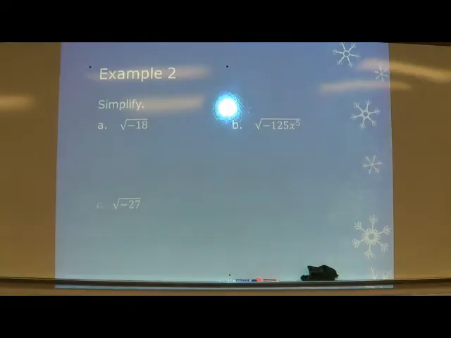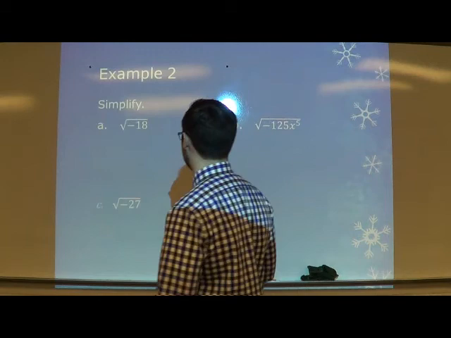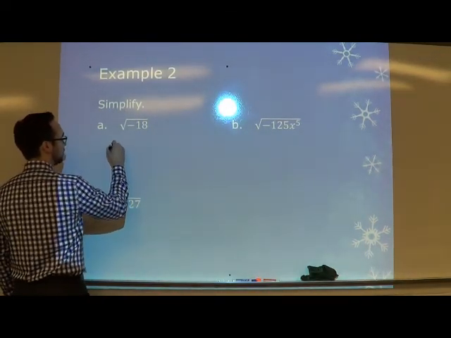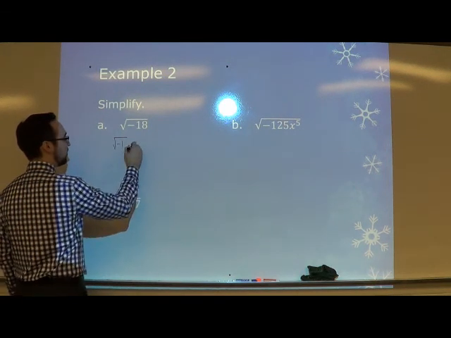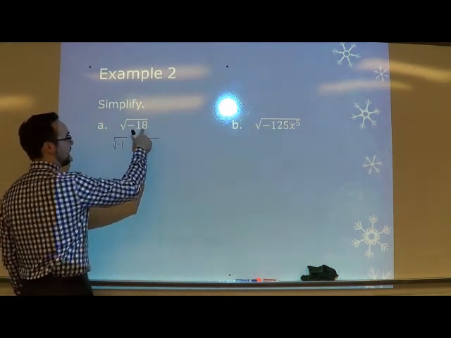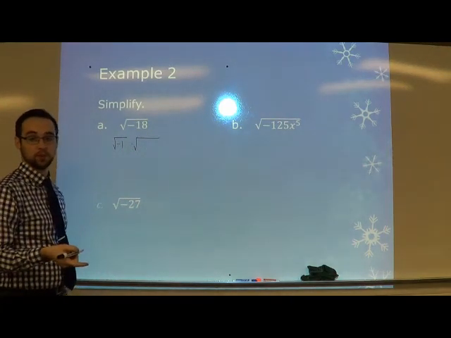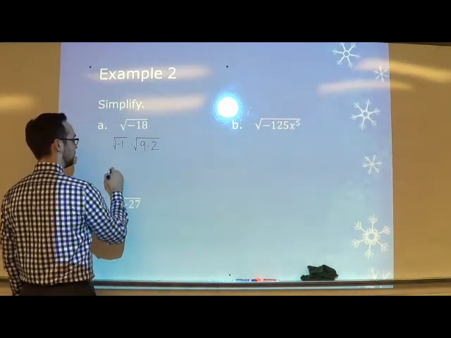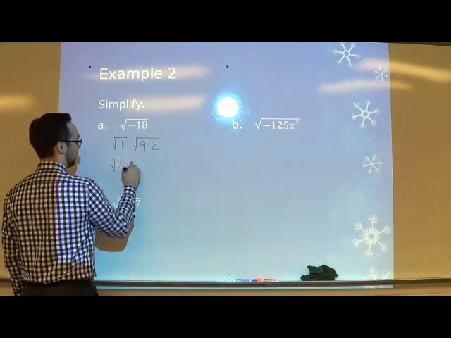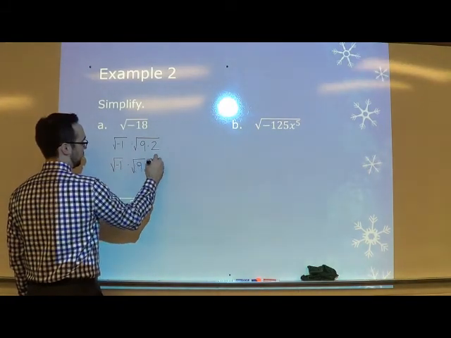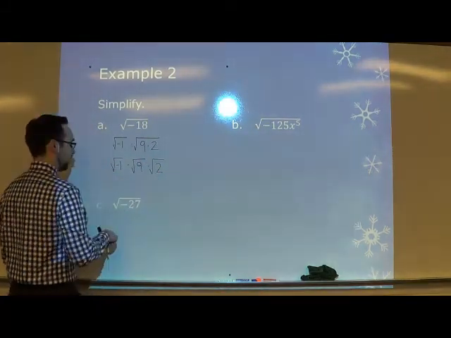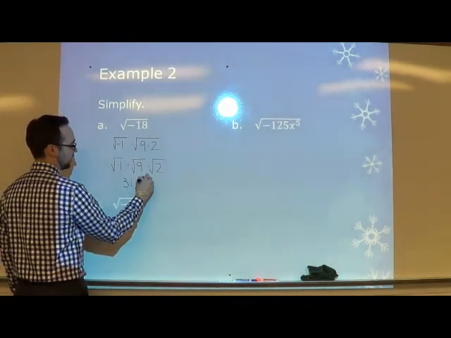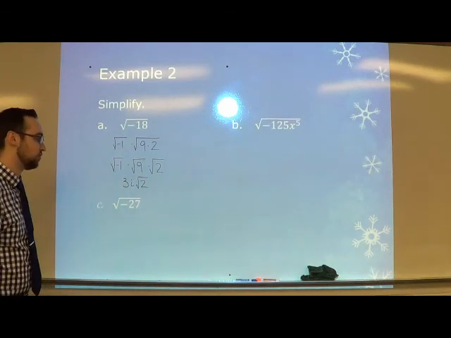So if we have the square root of negative 18 and want to simplify, the first thing we're going to do here is take out that negative number. So we have the square root of negative 1 times the square root of... Now how can we divide up 18 so that it has a perfect square factor? 9 times 2. So we get the square root of negative 1 times the square root of 9 times the square root of 2. Well, this is i and this is 3. So we're going to have 3i square root of 2. And that would be your final answer there.